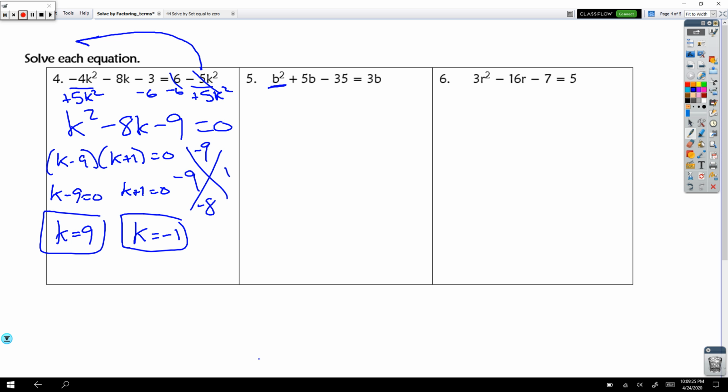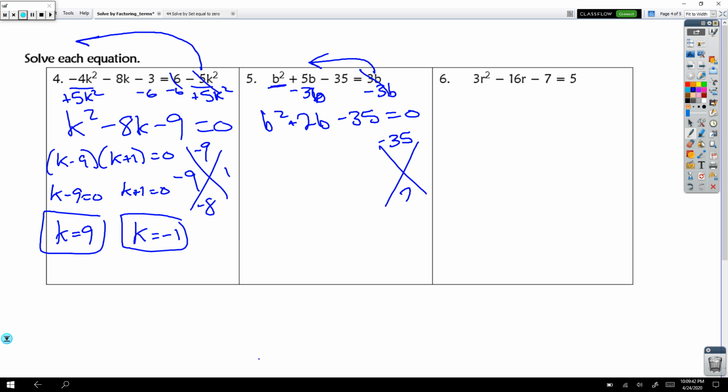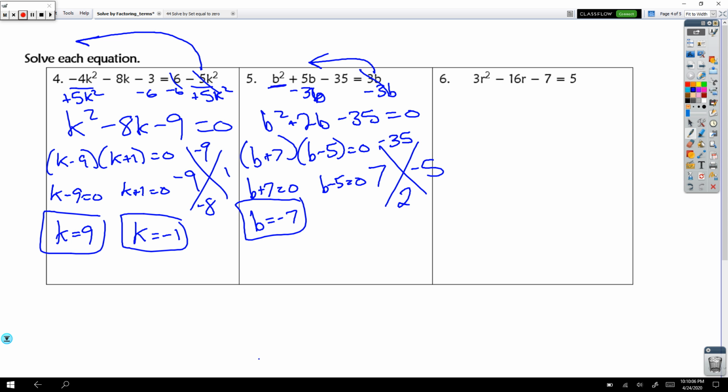Alright, b squared's positive, so we need to move to the left. So b squared, that's a b, not a 36, plus 2b minus 35 equals 0. Factors of negative 35 that add up to 2. We would have 7 and 5. Positive, though, so the bigger number's positive. So b plus 7, b minus 5. Setting them equal to 0. And then doing the opposites to get the b by itself. So b would equal negative 7, b would equal 5.